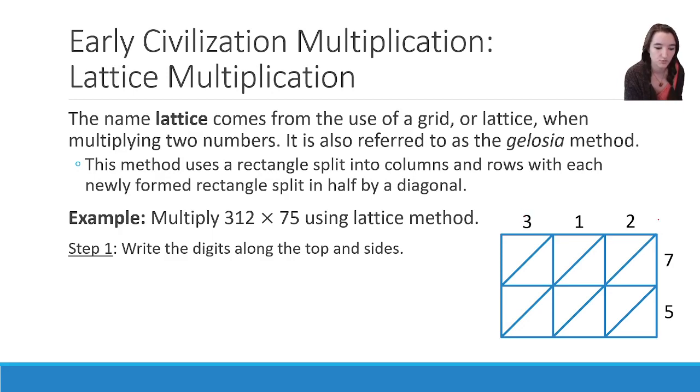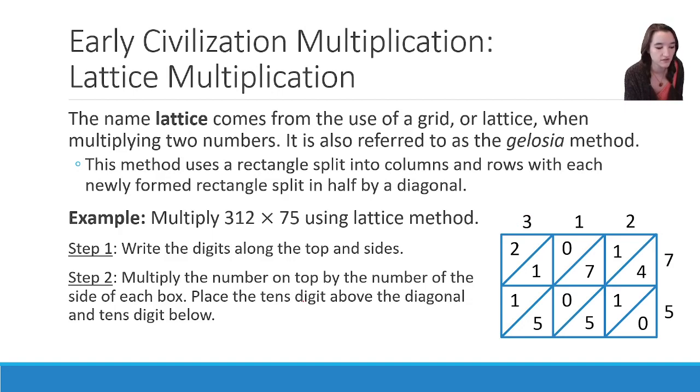where I had 3 columns and 2 rows, 3 columns for 3, 1, and 2, 2 rows for 7 and 5. If you're multiplying just 12 times 75, then we just wouldn't have this column. We'd have a 2 by 2 box. Or if we had times 751, then we'd add another one down here, like so, right? So we just have as many rows and columns as we need to form this box, filling out this pattern. Okay, so I have 3, 1, 2 along the top, 7, 5 along the side.